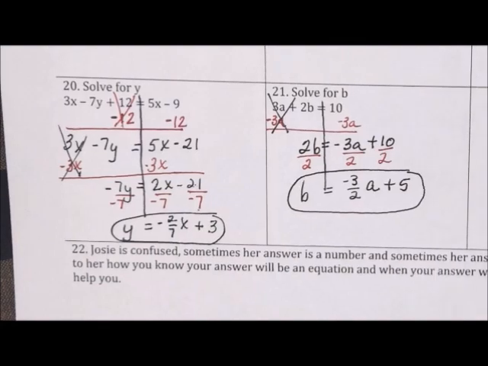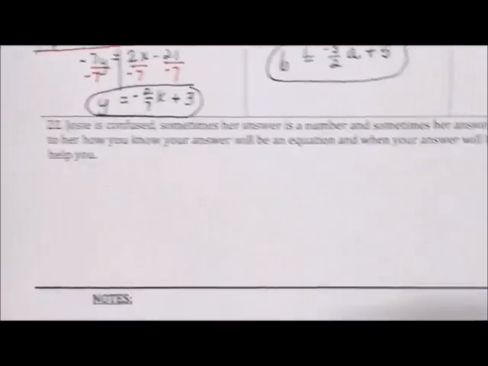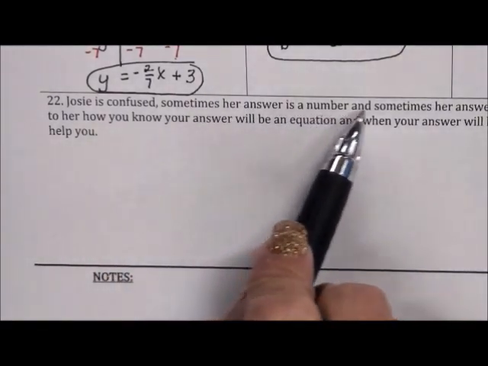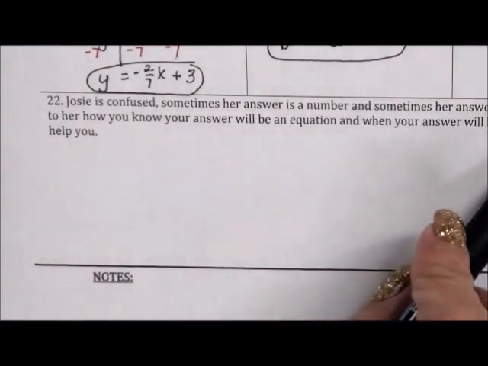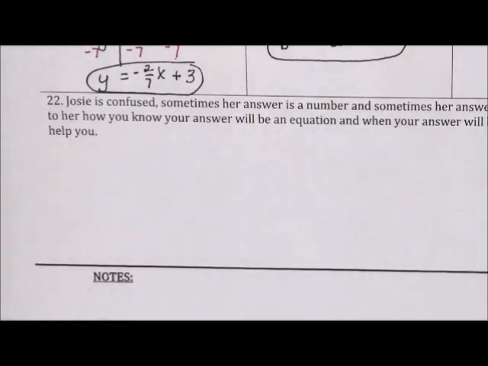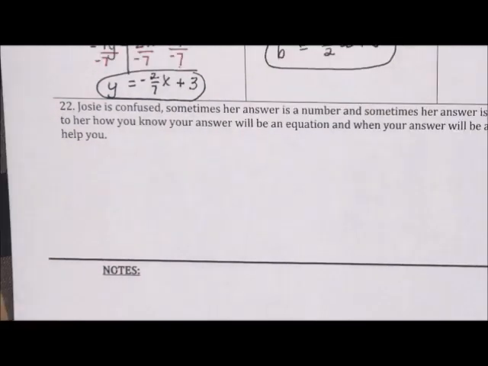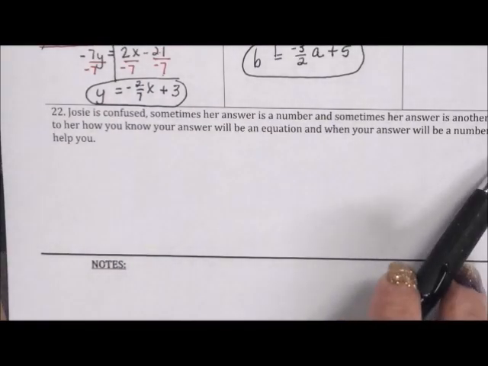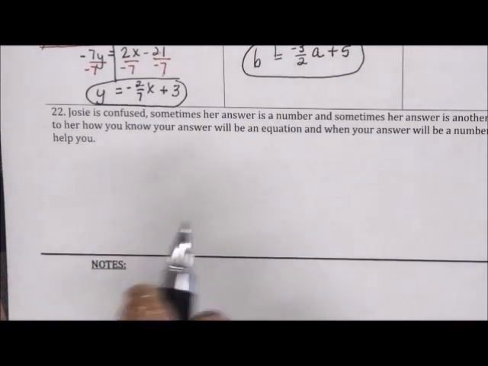Alright, now let's take a look at number 22. Josie is confused. Sometimes her answer is a number and sometimes her answer is another equation. Explain to her how you know your answer will be an equation, and how you know your answer will be a number. Use examples to help. Okay.